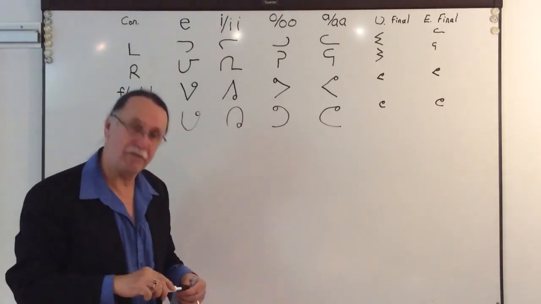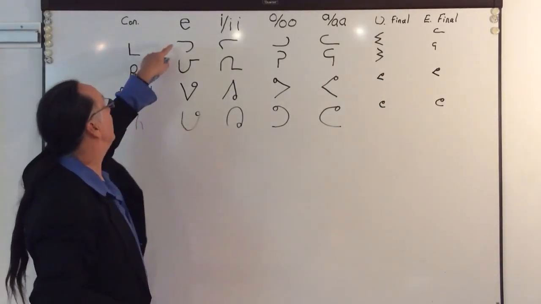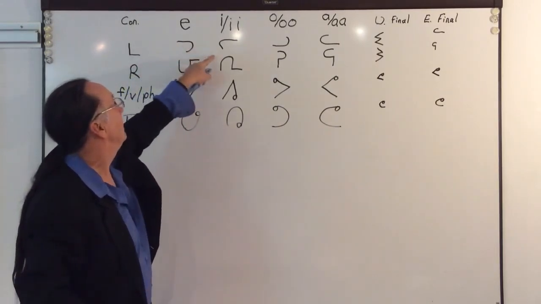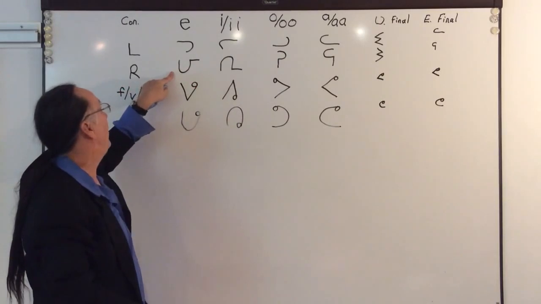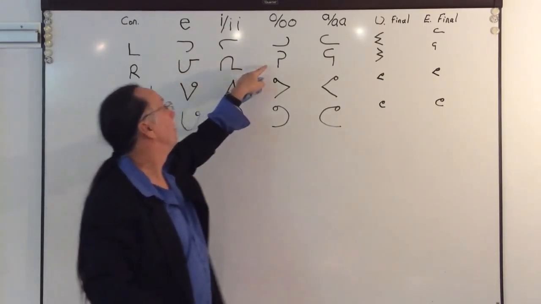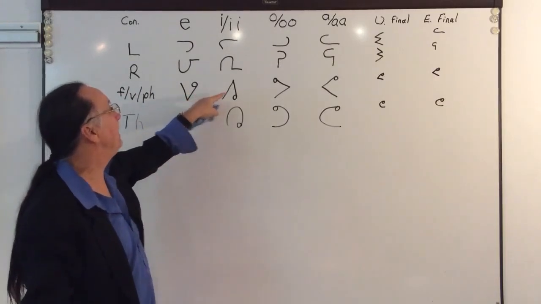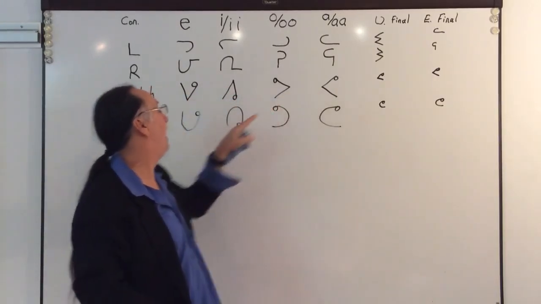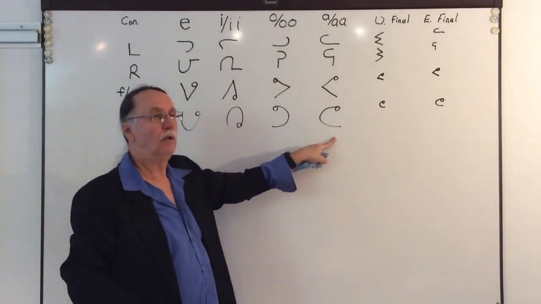There might be other symbols there that I'm just not aware of. And so let's say these. Le, li, lo, la, re, ri, ro, ra, fe, fi, fo, fa, the, thi, tho, tha.